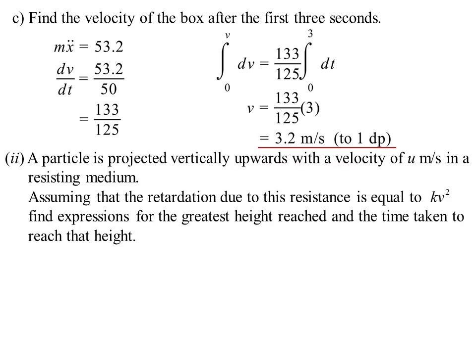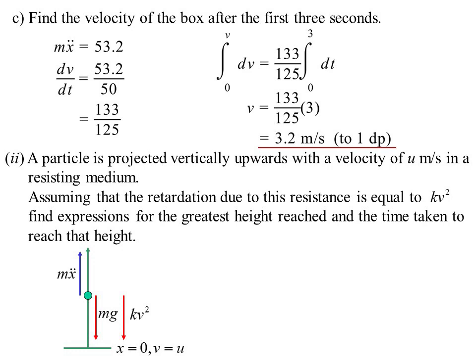Particle projected vertically upwards, velocity of u in a resisting medium. Assume that the retardation is due to this resistance. So we're going up. My resultant force, again, if I was doing this in an assessment, I wouldn't be writing the resultant force on there. But resultant force is up, m x double dot. Down we've got mg. The resistive force is kv squared, so retardation tends to be resistive force.